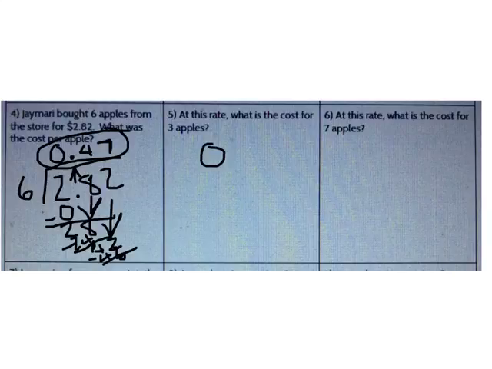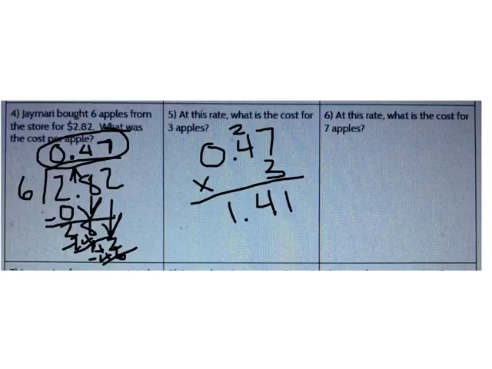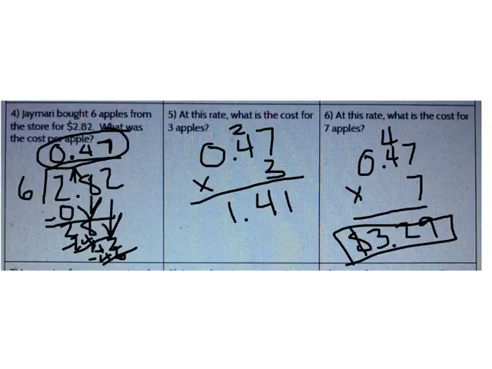I can multiply 47 cents, the cost of 1 apple, times 3, the number of apples. Go ahead and do that now. How much would 3 apples cost? Three apples would cost $1.41. Now try number 6. What would be the cost of 7 apples? Go ahead and find that cost now. The cost of 7 apples is $3.29.